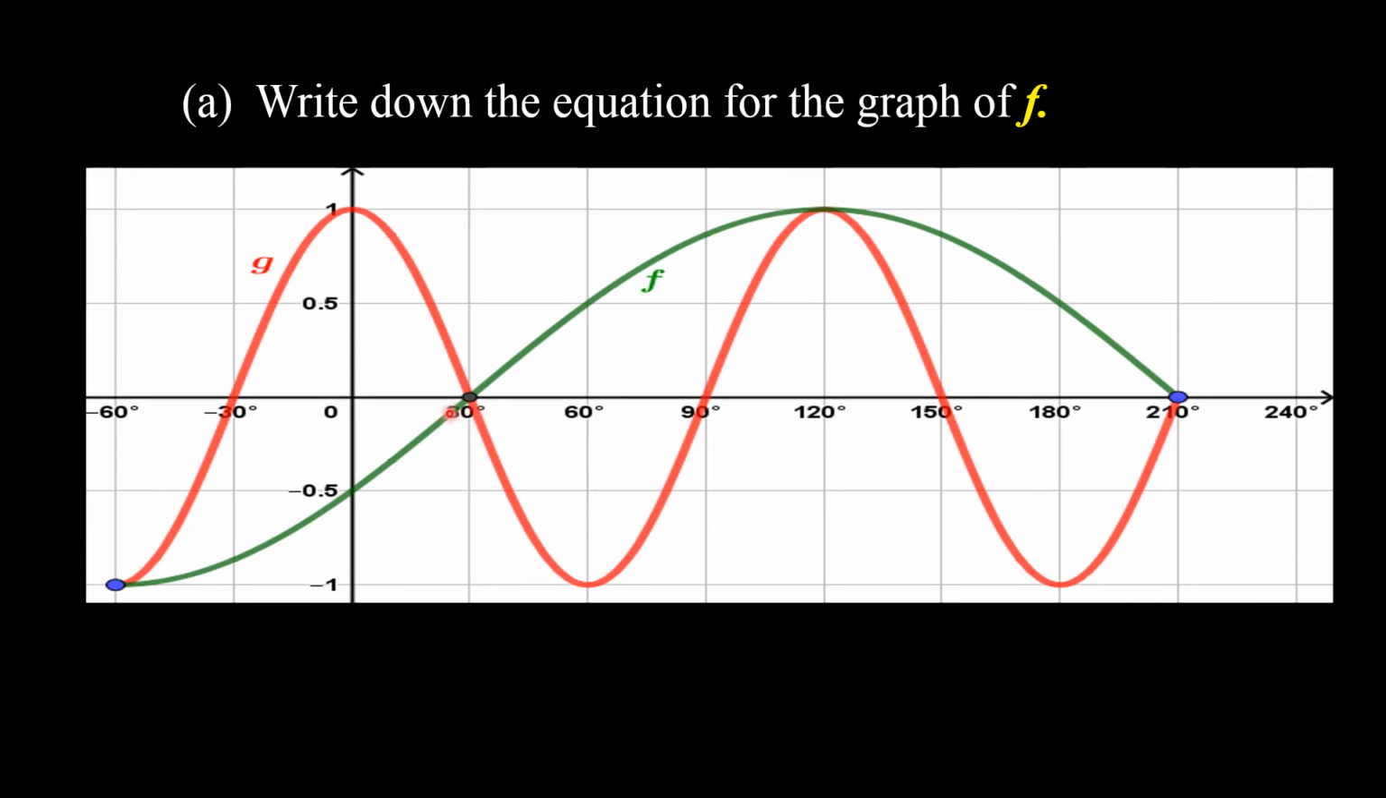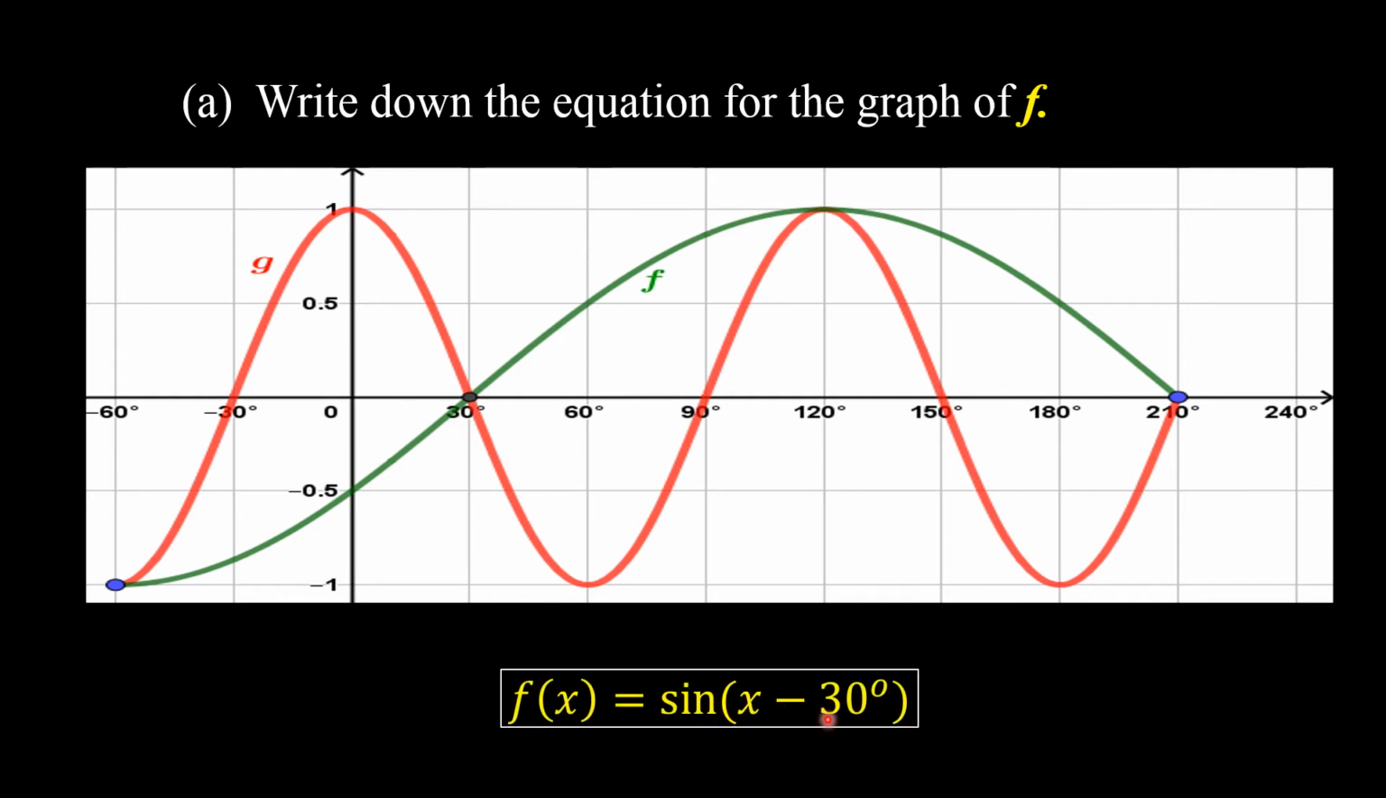So if it is moving 30 degrees to the right, coming to positive 30, the equation becomes sine of x minus 30. If it is moving up to 60, we'll write sine of x minus 60.